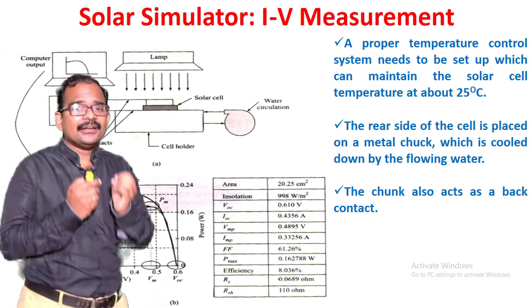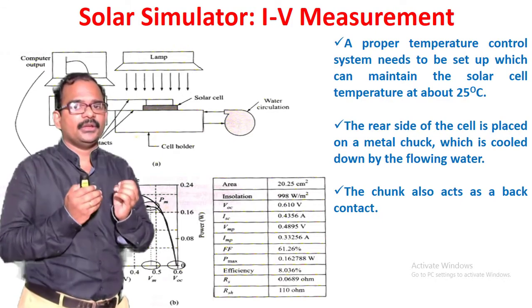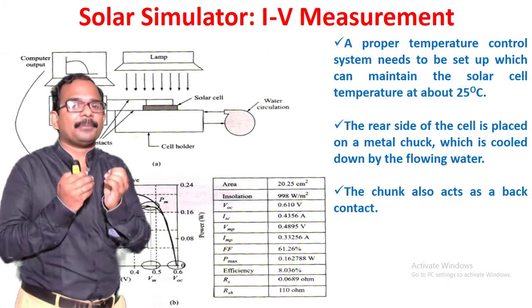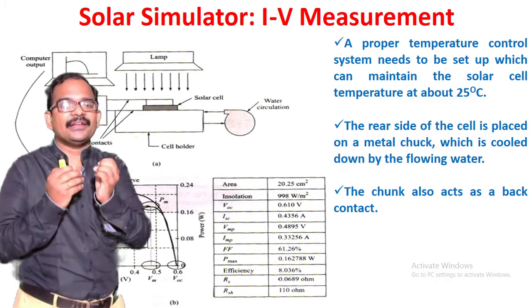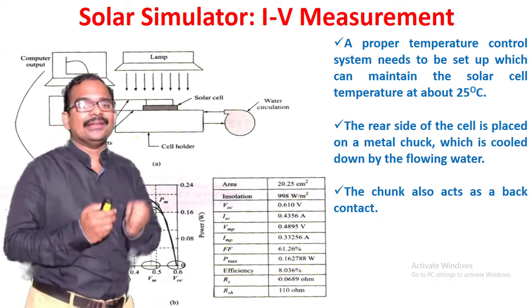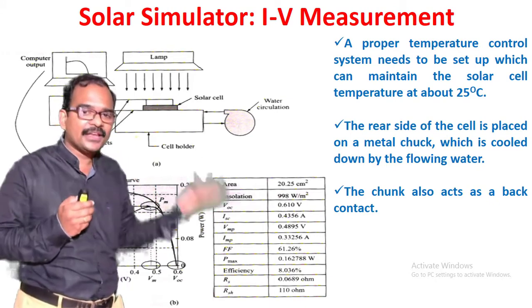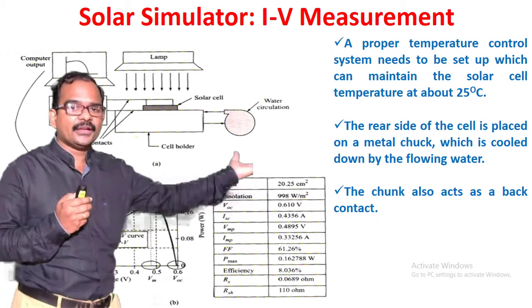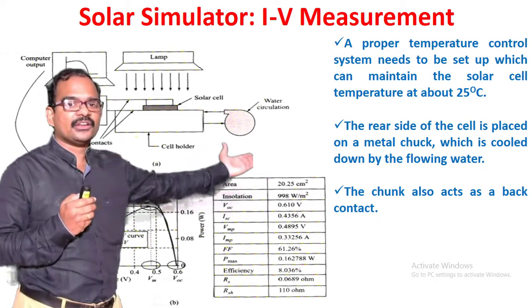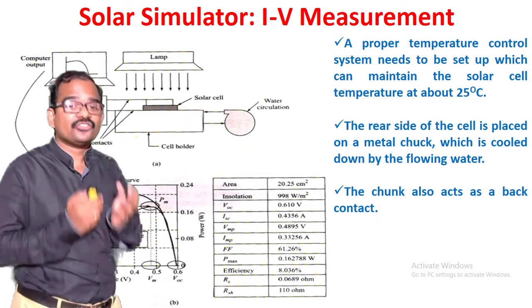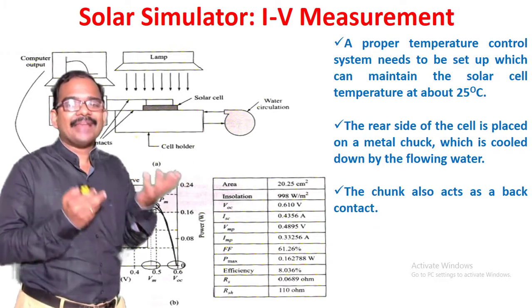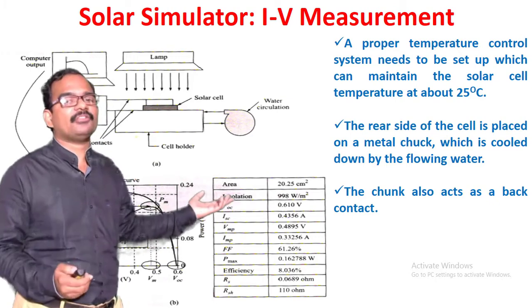A proper temperature control system needs to be set up which can maintain the solar cell temperature at about 25 degrees centigrade. Therefore, the rear side of the solar cell is placed on a metal chunk which is cooled down by flowing water by means of a water recirculation pump. So the chunk which is used to place the solar cell will act as a back contact of a solar cell.